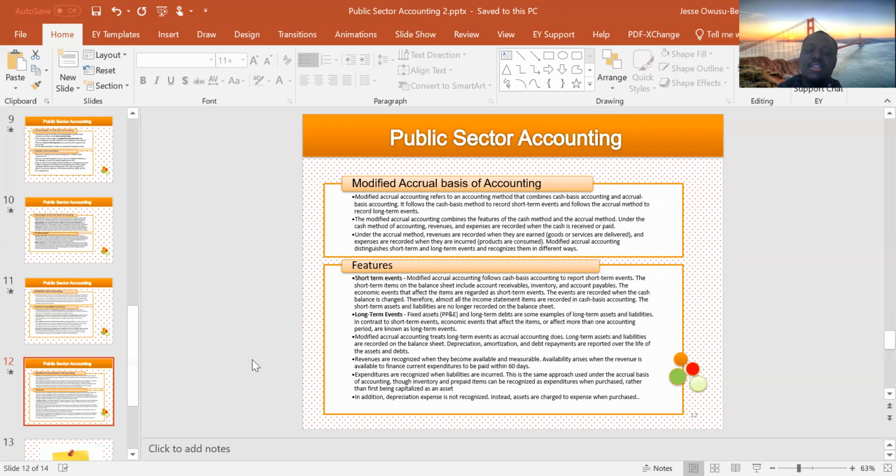So let me repeat that again. In addition, depreciation expense is not recognized under the modified accrual basis of accounts. Instead, assets are charged to expense when purchased. Very, very important.